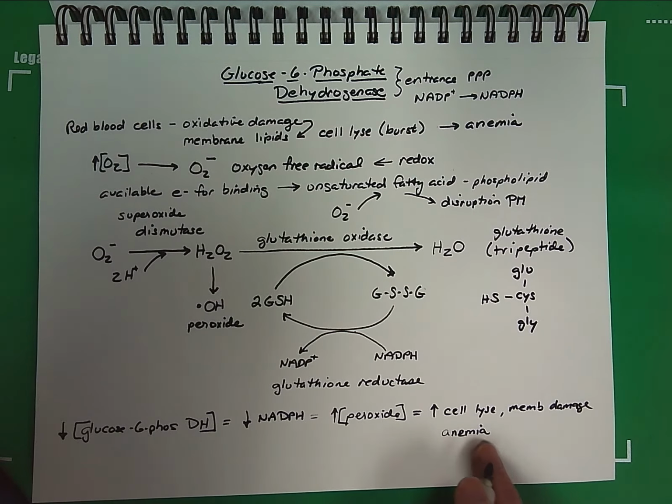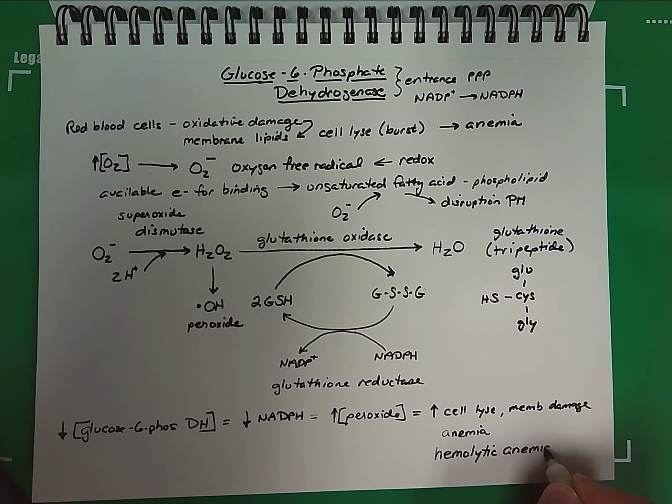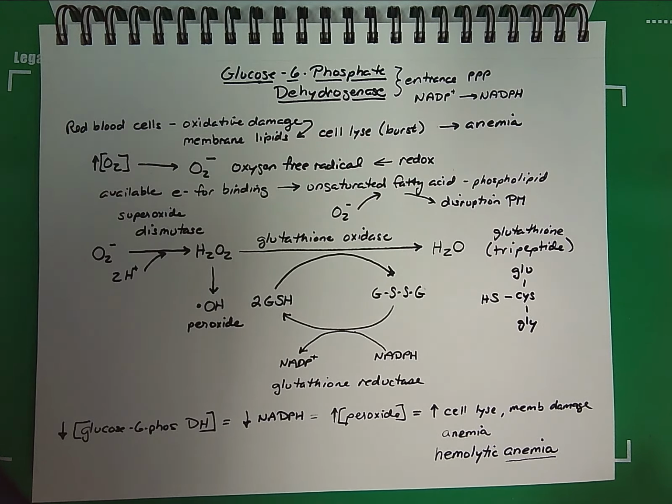So the specific type of anemia, because there are many types of anemia, is designated as a hemolytic anemia. Anemia means a lack or reduced amount of red blood cells and oxygen carrying. Hemolytic means the lysis of red blood cells. So specifically, this anemia is due to the loss of red blood cells and thus loss of oxygen carrying capacity.